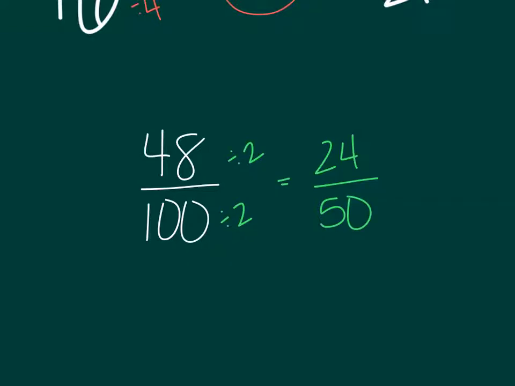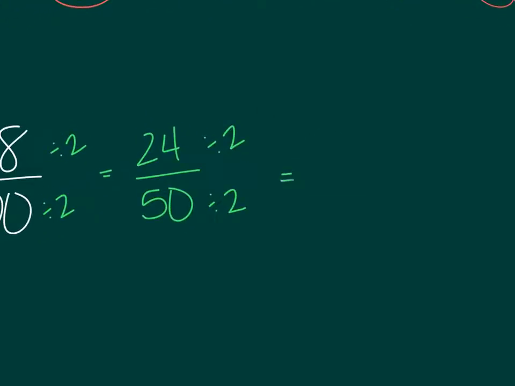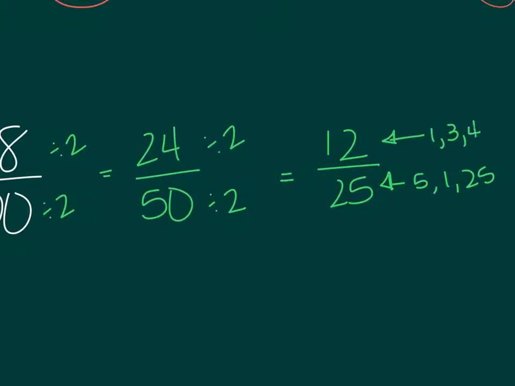Well, those are also both even. So you can also reduce that by 2. And so then you are left with 24 divided by 2 is 12, 50 divided by 2 is 25. Okay, lastly, the only factors of 25 are 5, 1, and 25, and then 12 is 1, 3, 4, and 12. They don't have anything left in common. So 12 over 25 is the most reduced fraction.